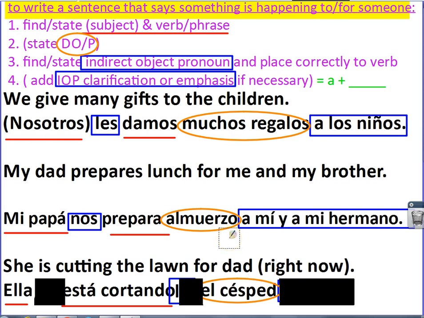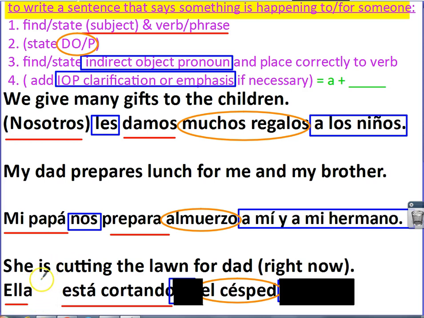Okay, so I've done step 1 and step 2. Step 3, state the indirect object pronoun. So it's happening for Dad, so I need "le", and I'm going to put it before the conjugated verb, because you can always put it before the conjugated verb.